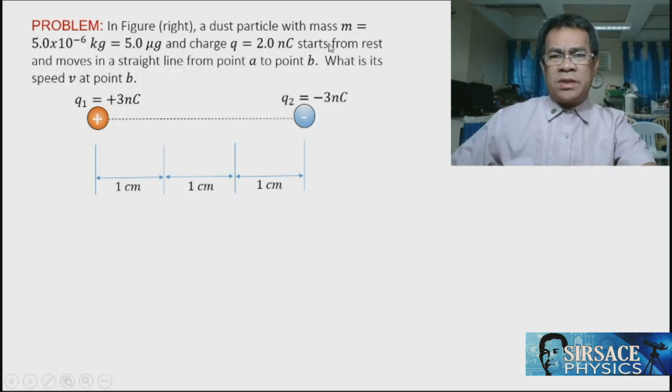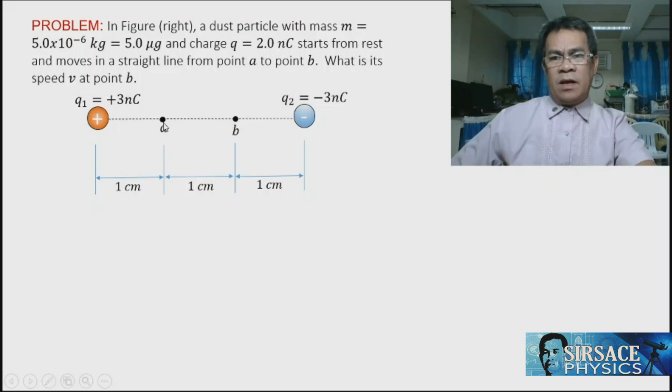And the charge 2 nanocoulomb starts from rest. This is the charge that starts from rest, then moves. So this is now the situation. We have this dipole and we have this charge at point A, and this is point B. This charge having a magnitude of 2 nanocoulomb starts from rest at A, then moves towards B.